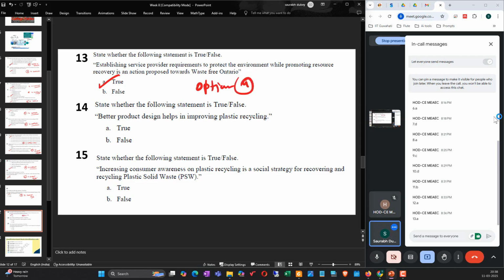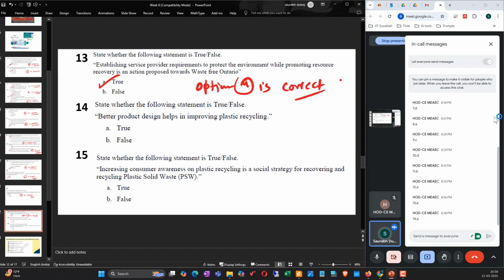The 14th says: state whether the following statement is true or false. Better product design helps in improving plastic recycling. A is true, B is false. So better product design helps in improving plastic recycling. It's true.